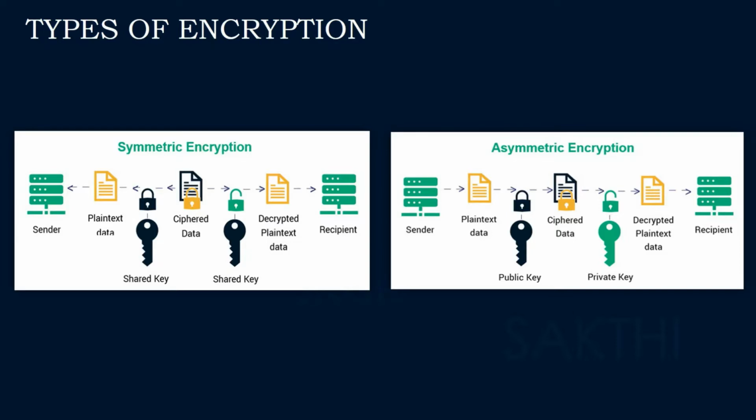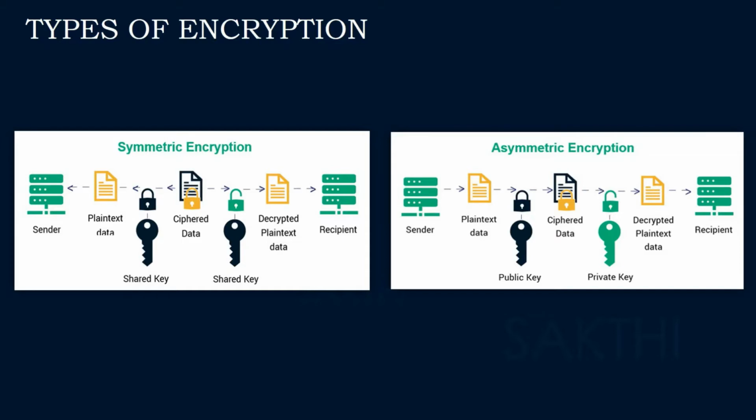So in this method, when a sender sends some plain text data to the recipient, he uses a private key to encrypt that and sends that encrypted data via the medium, and the recipient uses that private key to decrypt it. So the main disadvantage in symmetric encryption is that the same key is used for encryption and decryption, and that key should be sent via some medium. If the hacker gets hold of that key, then he can easily decrypt it.